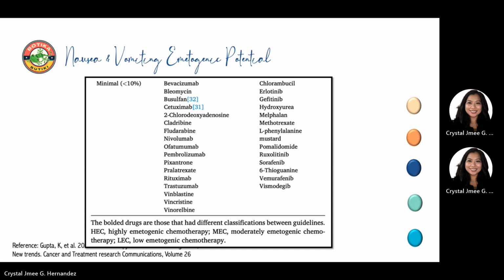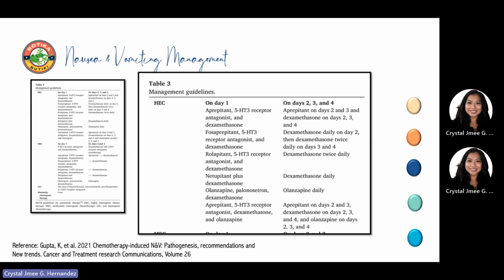Okay. Now for the management, based on our reference, this is a 2021 literature, wherein they have categorized the management according to the emetogenic capacity of the agent. So if it's an HEC agent, on day one, they suggested the use of aprepitant, which is a 5-HT3 receptor antagonist, in combination with dexamethasone.